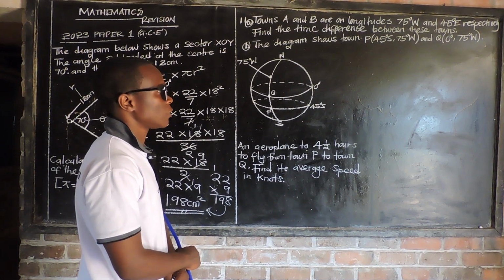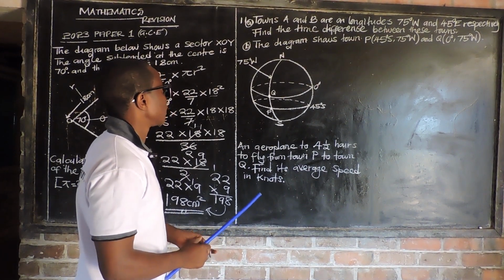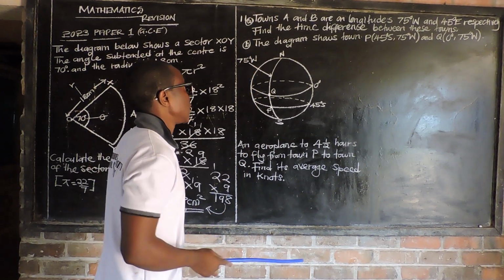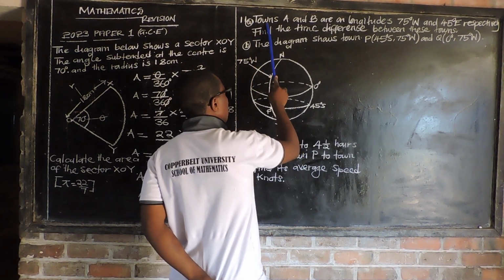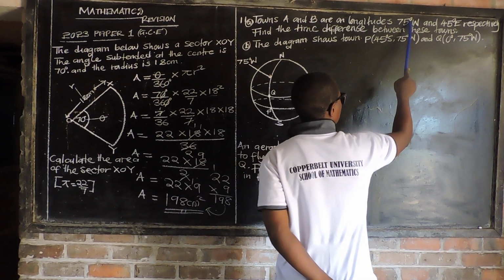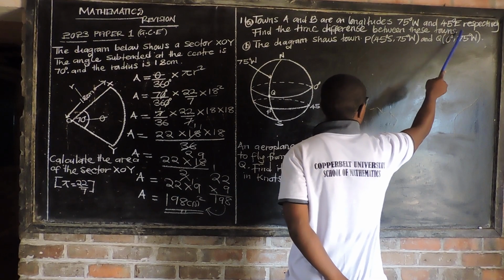A question on earth geometry. Question number 11 has two parts, part A and part B. Part A says towns A and B are on longitude 75 degrees west and 45 degrees east respectively.